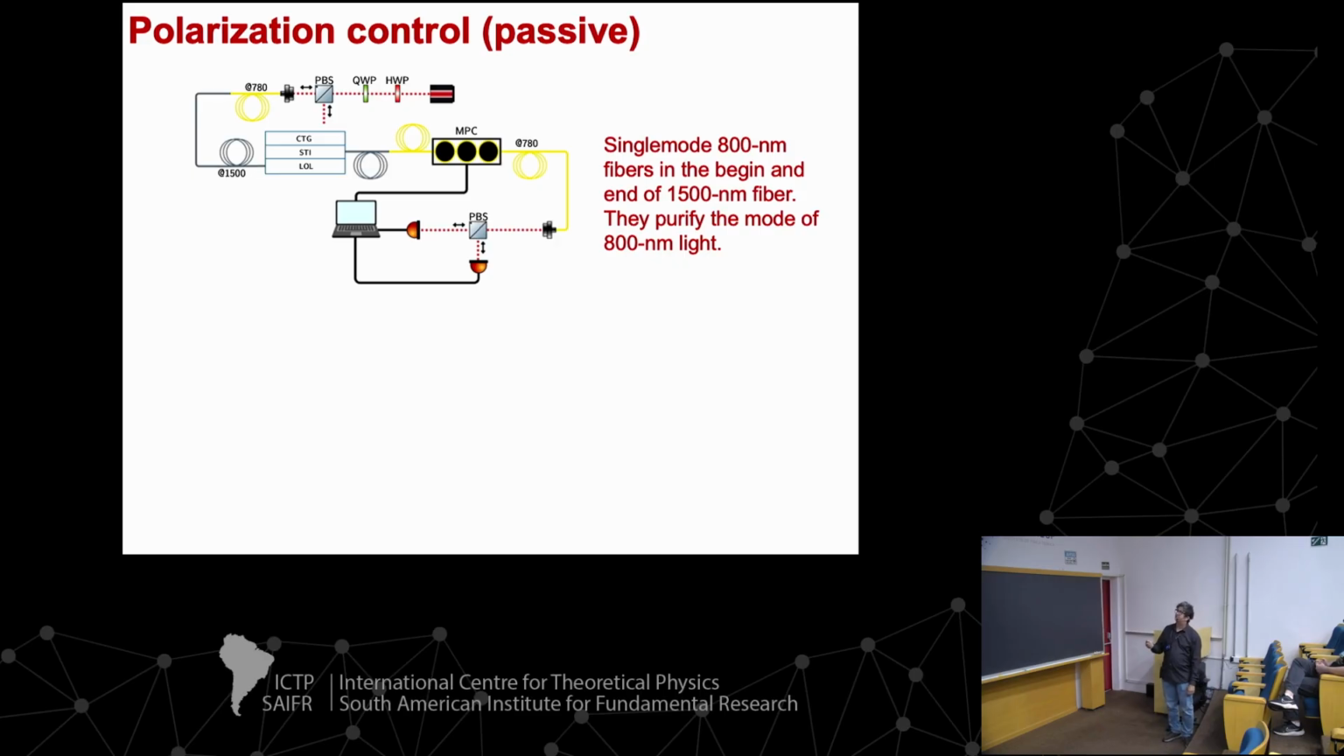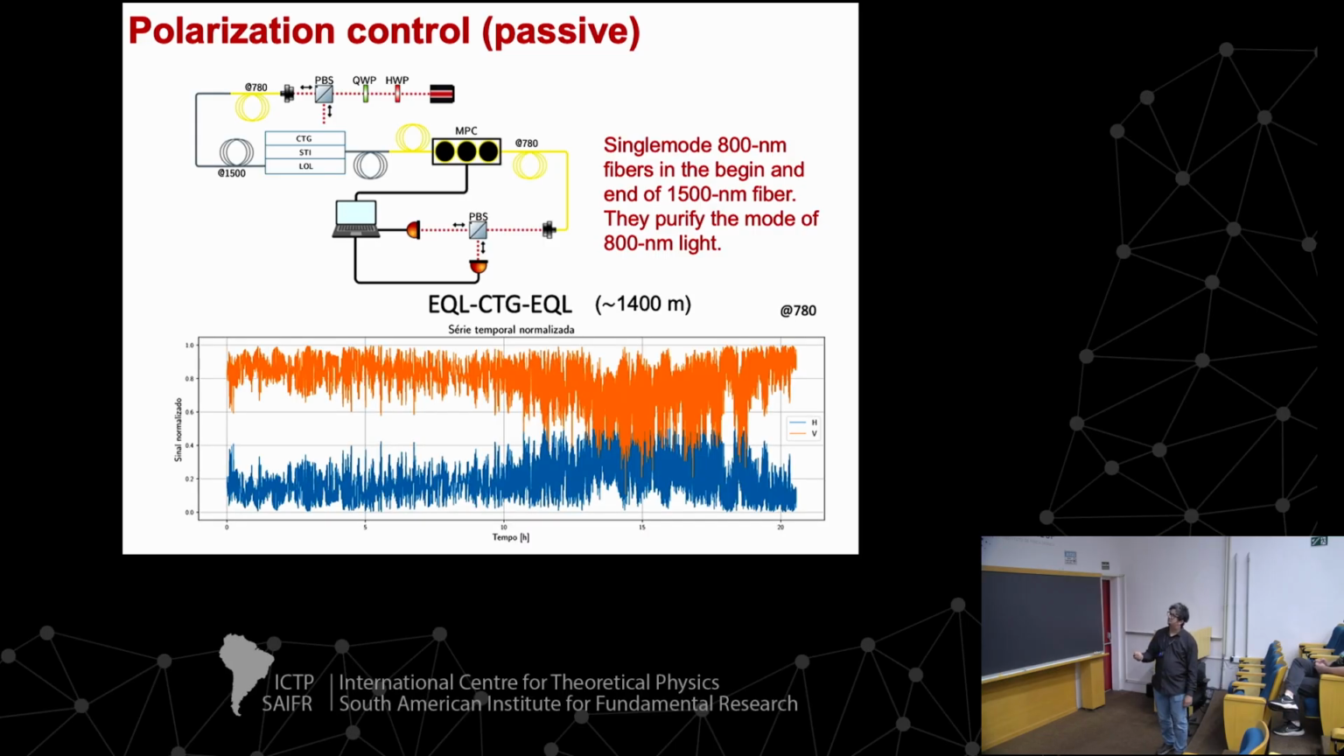And one of the tricks that we learned is, for example, when we put light into a telecom fiber, but the light is at 800 or 780 nanometers, we include a single mode fiber at 800 nanometers, and then we put the light from the single mode fiber at 800 nanometers into a single mode fiber at 1500. Then we do our experiment inside the fiber, and at the output, we also put a fiber for 800 nanometers, and then it goes to an analyzer. And then you get something like this.